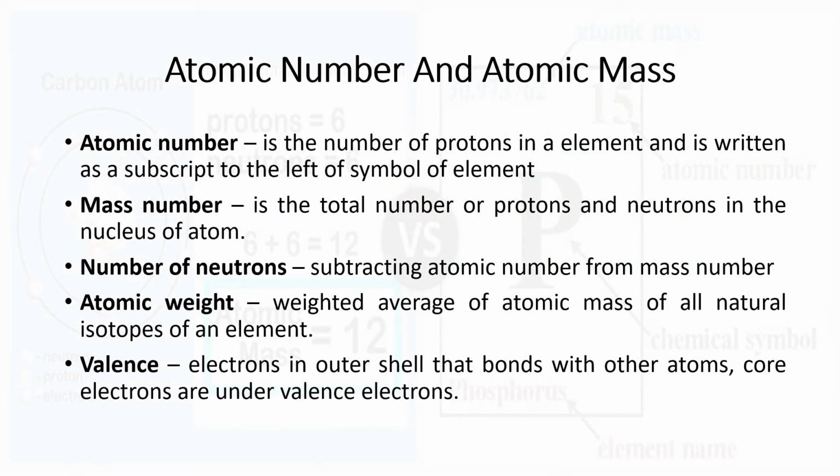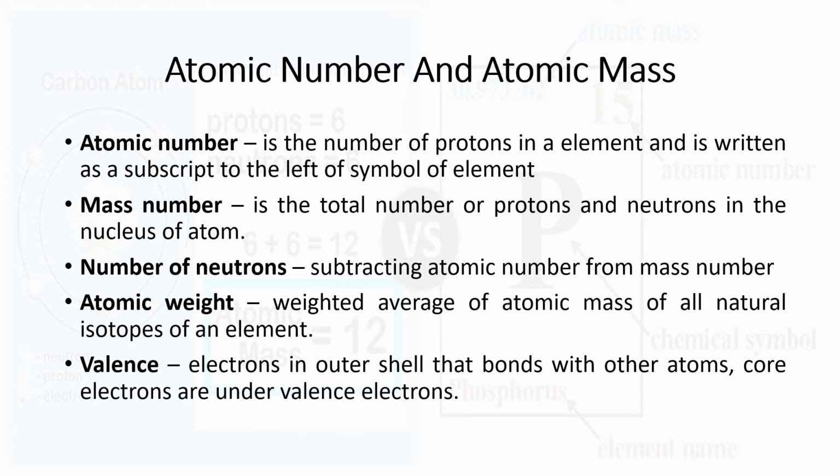Atomic number and atomic mass. Atoms of various elements differ in their number of subatomic particles. All atoms of a particular element have the same number of protons in their nuclei. This number of protons, which is unique to that element, is called the atomic number and it is written as a subscript to the left of the symbol for the element. The mass number is the total of protons and neutrons in the nucleus of an atom. The mass number is also written to the left of an element symbol. We can determine the number of neutrons by subtracting the atomic number from the mass number.